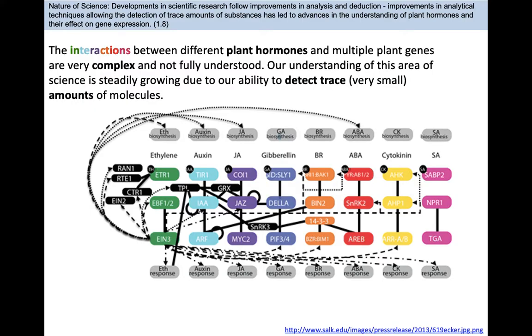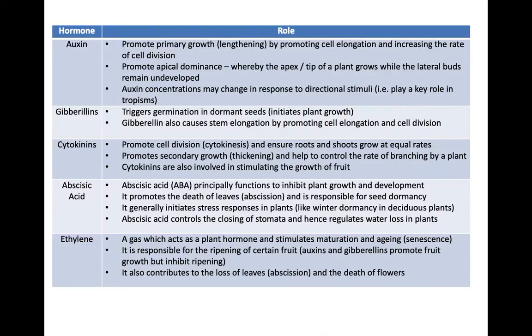So obviously, interactions between different plant hormones can be quite complex, and our understanding of this area of science is steadily growing due to our ability to detect trace, small amounts of molecules. So here is a summary of all the different plant hormones. I do want to talk more about abscisic acid, because I've seen this as a Paper 1 question. But let's just review. So first off, auxin.